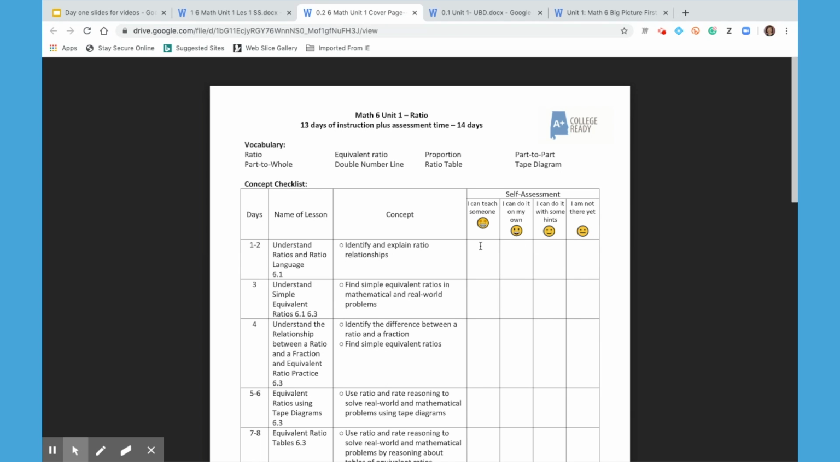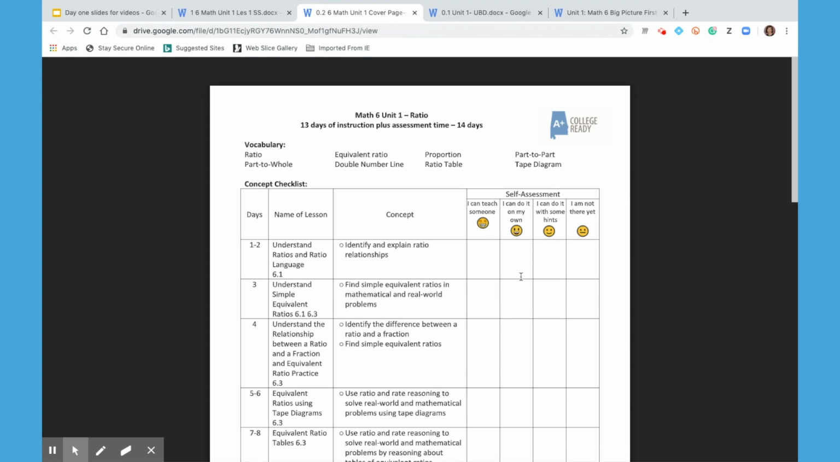Then we have a 4, 3, 2, and 1 category. This 4 category means that they're exceeding the expectation. They can actually take this concept for this day and teach someone else. The next for their self-assessment would be, I can do it myself. That's that proficient category. That's a 3.